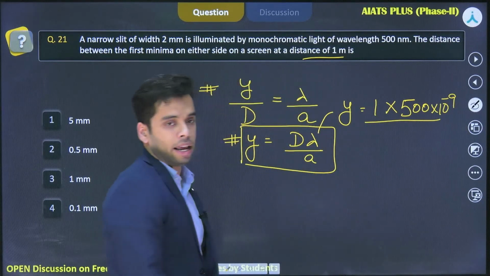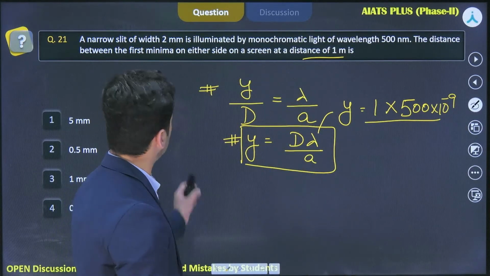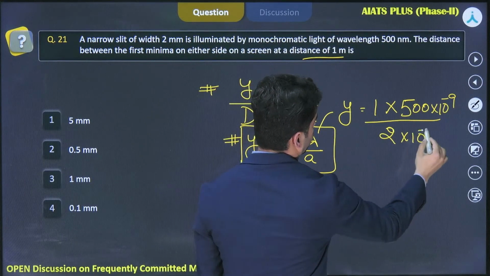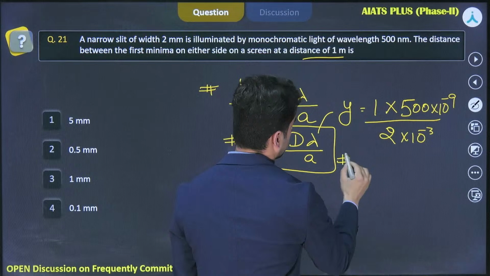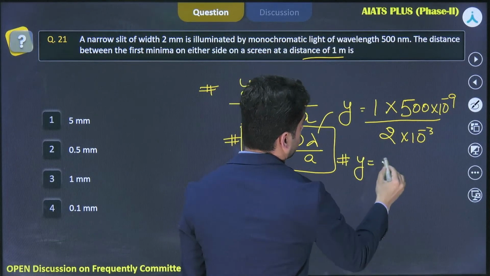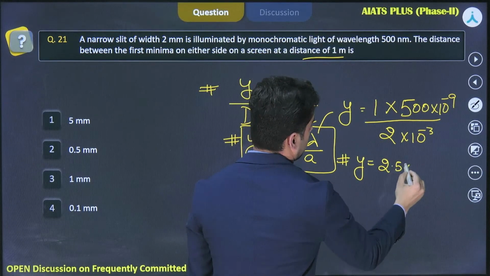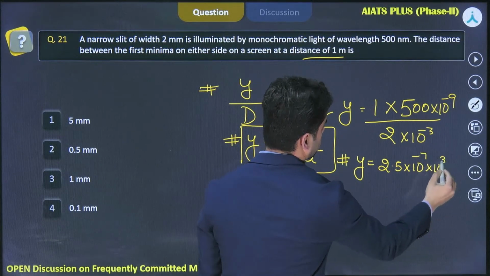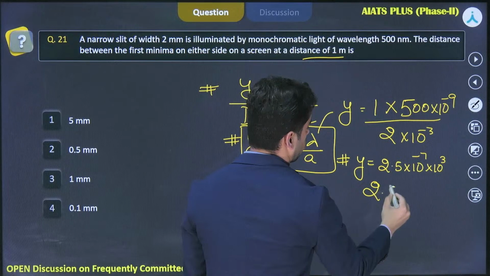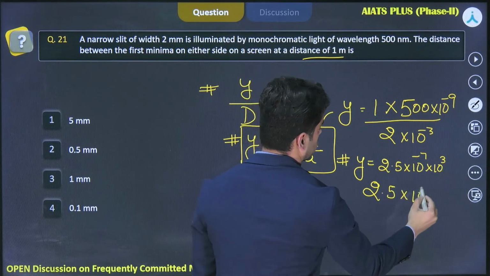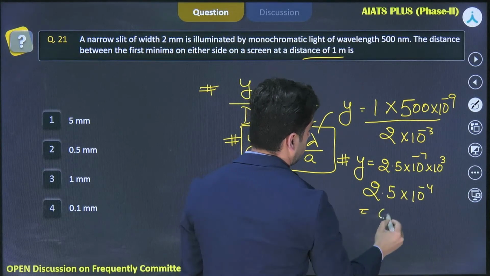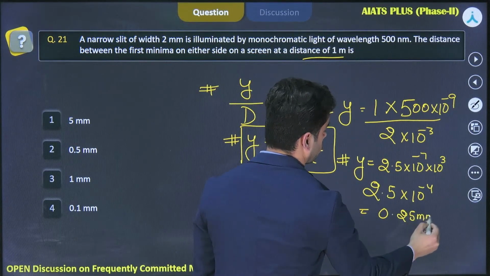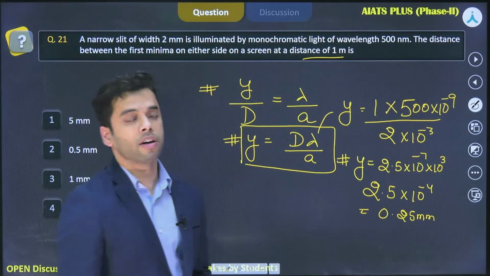And small a, the slit width, it is 2 mm. So 2 into 10 raised to the power minus 3. So let me calculate it. Y is coming out to be equal to 2.5 into 10 raised to the power minus 7 into 10 raised to the power 3. So it is coming out to be equal to 2.5 into 10 raised to the power minus 4, or 0.25 mm. 0.25 mm, it is the value of y.